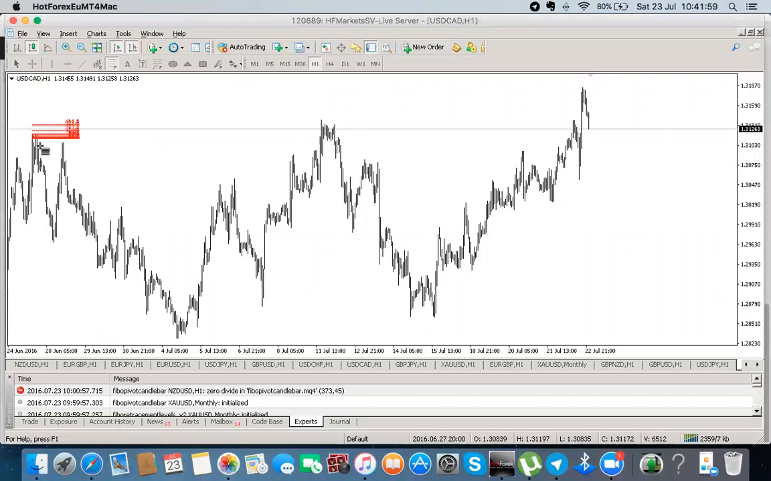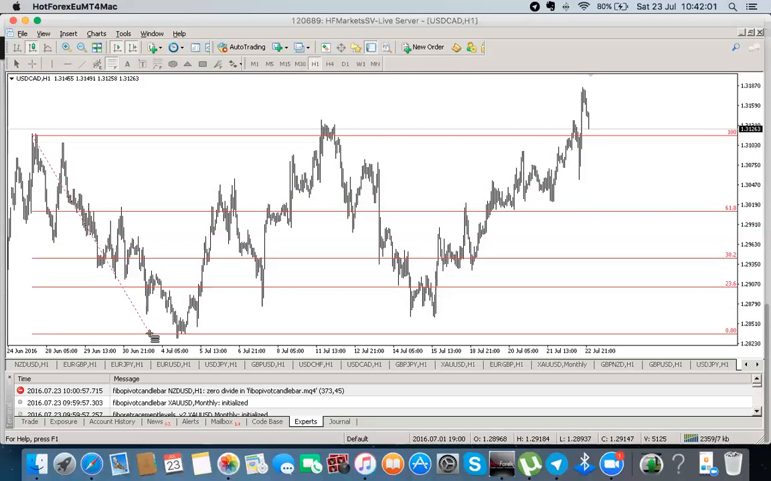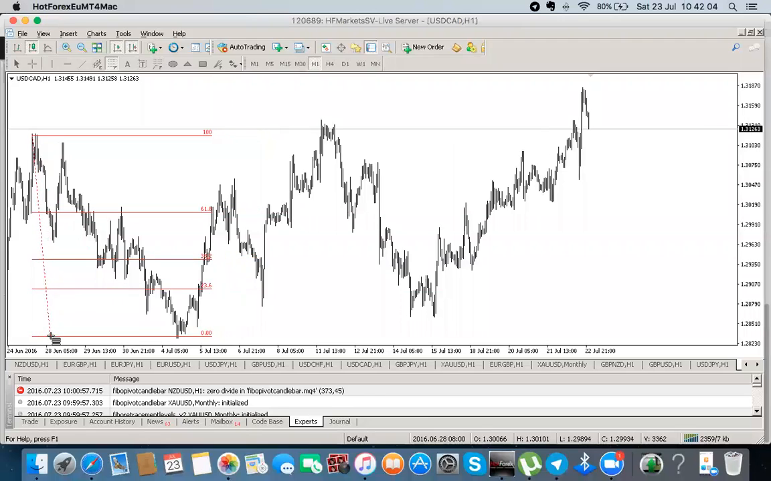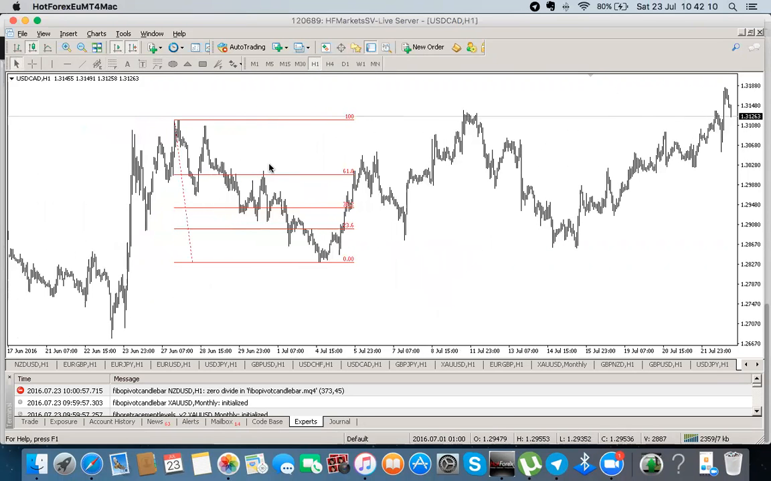Since it's trending downwards from the top, I'm going to draw the Fibonacci from the top to the bottom. And let's look at how the market is reacting at this zone. This is the impulsive wave, all right? This is the past, and the market has already reacted on this zone. The market is already trending after this zone.